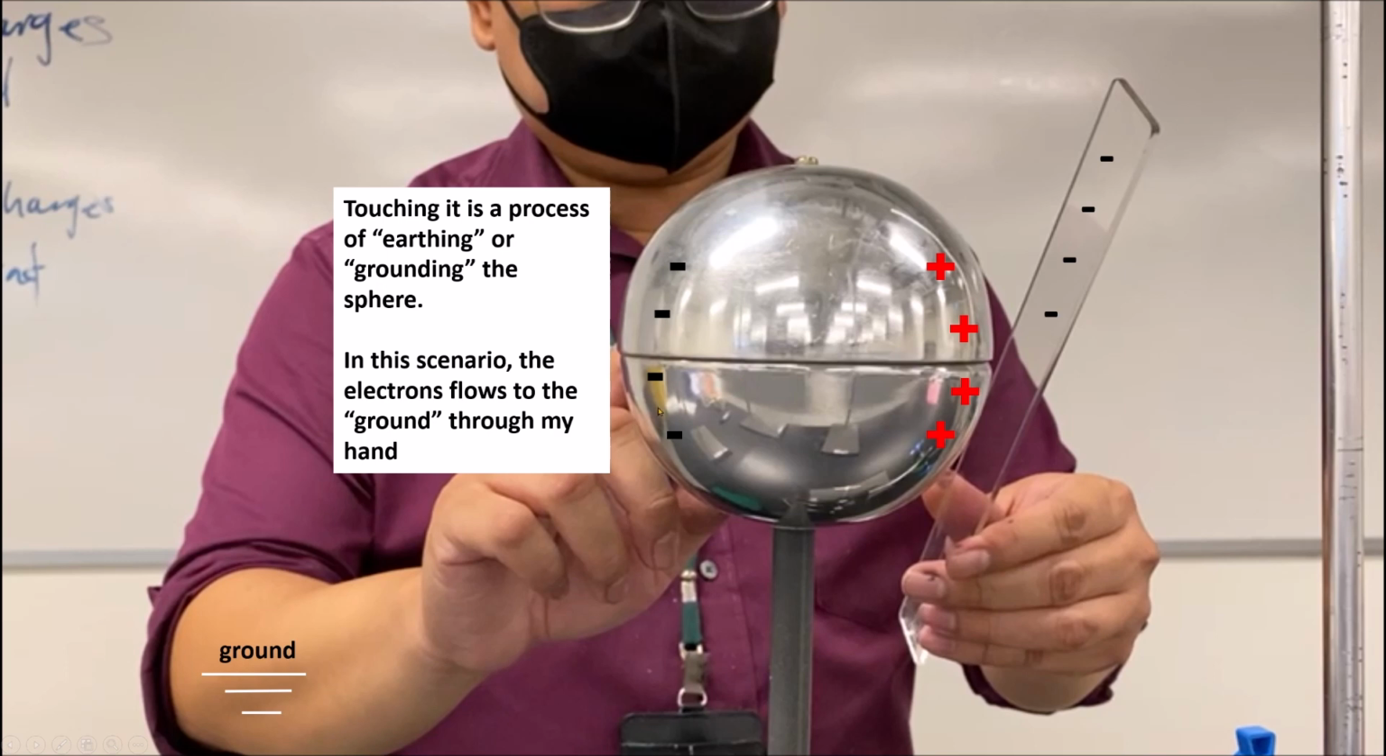Now, you saw me touching it, right? Touching it is a process of earthing or grounding the sphere. In this scenario, the electrons flow to the ground through my hand. The ground doesn't literally mean the ground we are stepping on, but let me just show you the animation first. So the electrons flow to the ground.